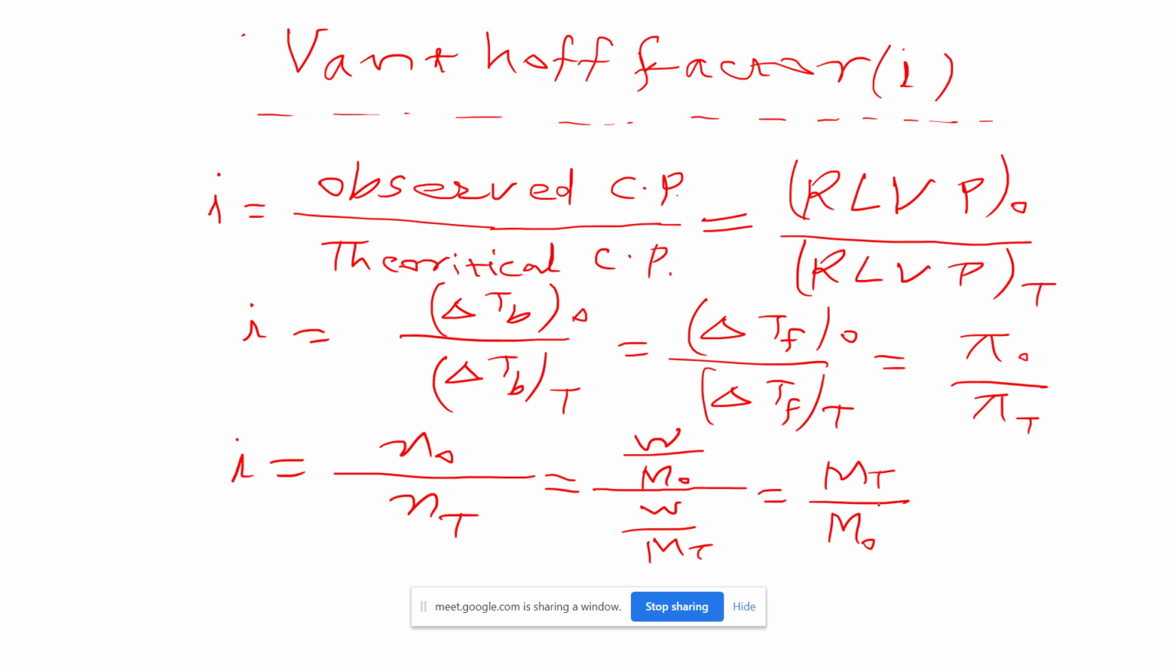Got it? So just remember what the van't Hoff factor is. It is the ratio of the observed value of a colligative property and the theoretical value of a colligative property, or in other words we can say the ratio of observed moles of solute and theoretical moles of solute. So now, what is the meaning of observed and theoretical?